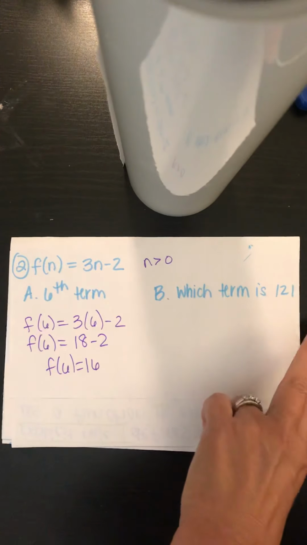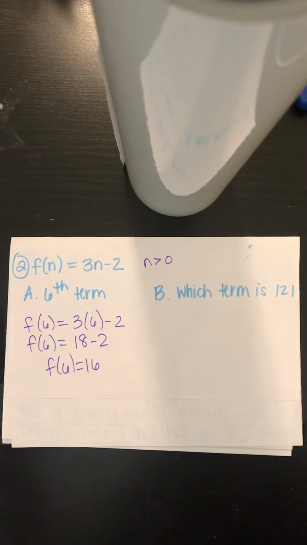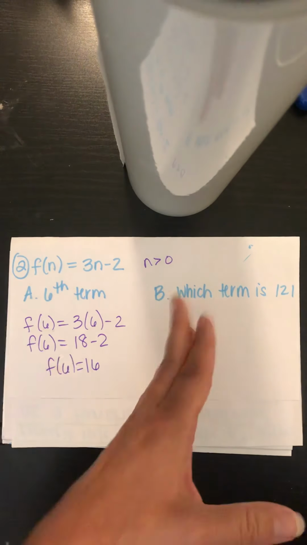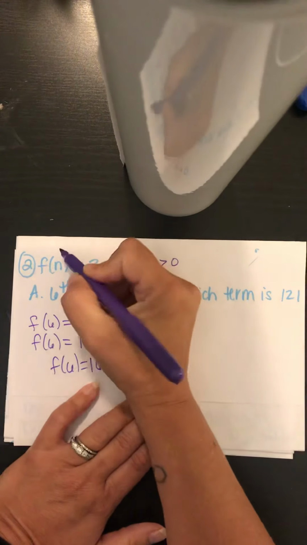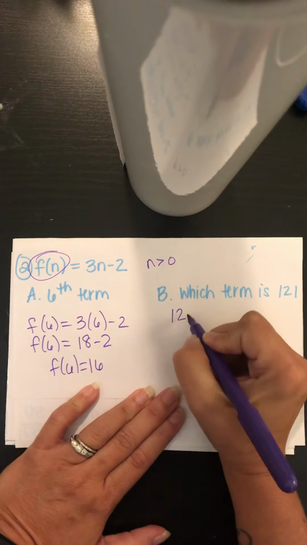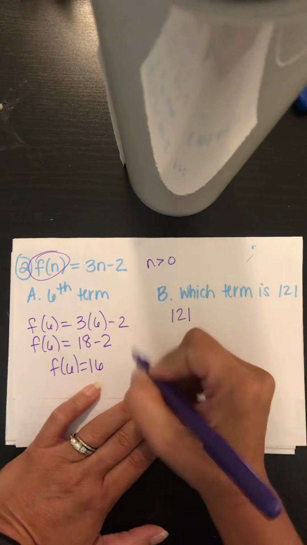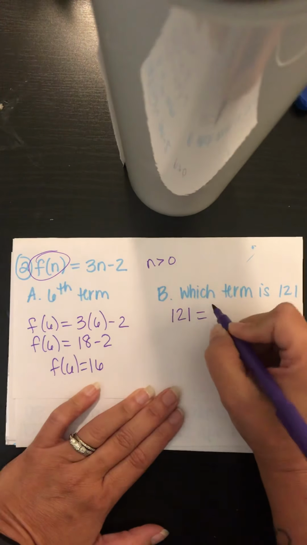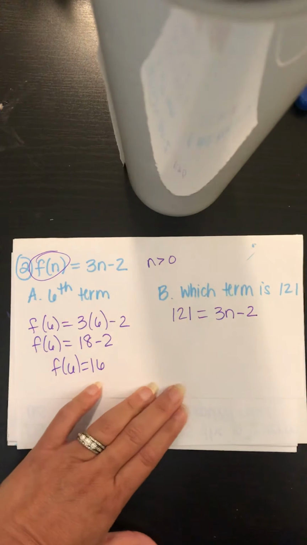Okay, B is a little bit different. It's not asking me to find the 6th, 8th, 9th, 10th term. It's saying which term is 121. So I'm going to go ahead and set my f of n to 121 because that's what we know. We want to know the term number. And we have 3n minus 2.